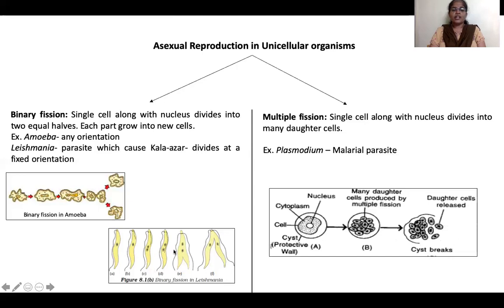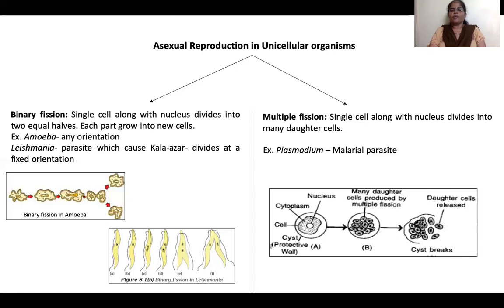Here, division occurs at a particular, fixed orientation. The tip of the organism divides, and division occurs only at this angle. It cannot happen at any angle. In the amoeba the division is not fixed, whereas here division happens at a fixed orientation. Here also the division is binary fission, and it divides into two equal new cells.